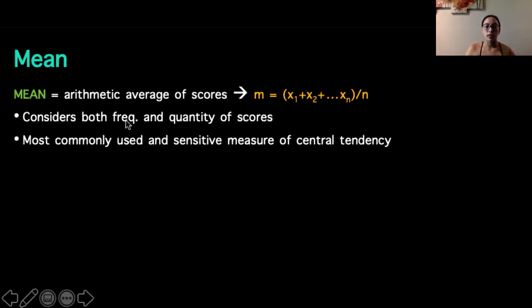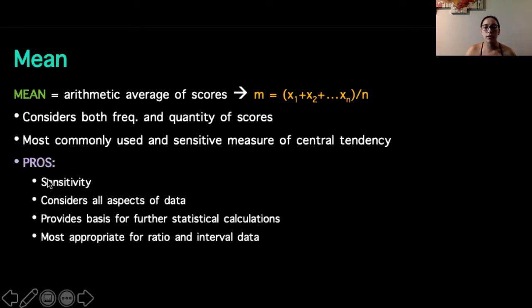So we're not only looking at how many values we have collected and how many times they occur in the distribution, but we're also looking at the quantity or the difference between values. So we most commonly use this because it's the most sensitive measure of central tendency. And when we look at our pros, it's going to consider all of the aspects of our data. It has good sensitivity, specifically to when we have extreme scores.